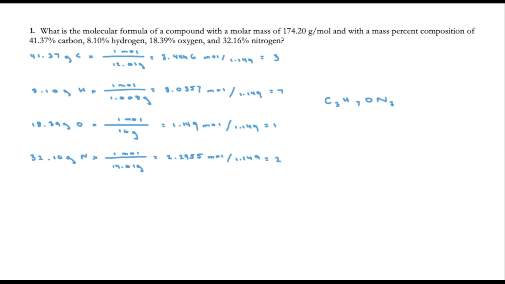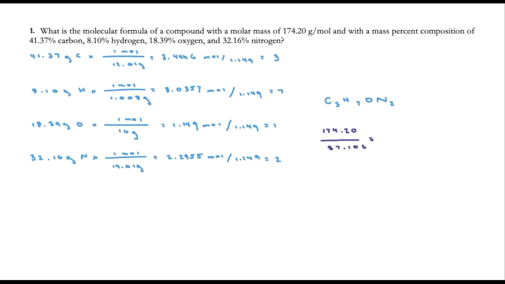To determine your molecular formula, you're going to take the molar mass of your molecular formula, which is given to you always, 174.20, or else you would have to do it in the lab. And you're going to divide that by the molar mass of your empirical formula. So I'm going to take 12.01 multiplied by 3 because I've got 3 carbons. I'm going to add to that the molar mass of hydrogen, which is 1.008, multiplied by 7. Add to that the molar mass of oxygen, which is 16. And then add to that 2 times 14.01, which is the molar mass of nitrogen. And I get 87.106.